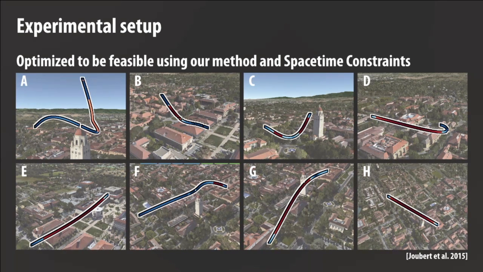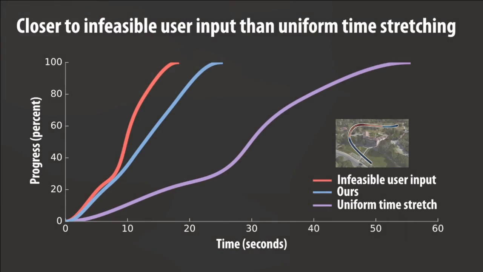We optimized these infeasible trajectories to be feasible using our method and space-time constraints. We solved the nonlinear optimization problems arising in both methods using the commercial solver SNOPT. And we used all the default SNOPT error tolerances and parameters in all our experiments. We implemented both methods from scratch, and we took care to structure the implementations as similarly as possible.